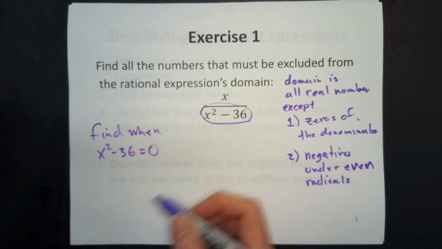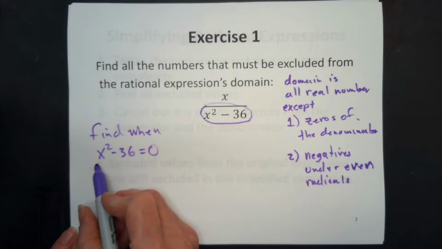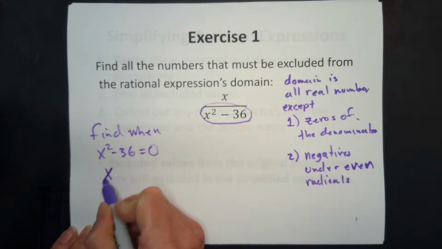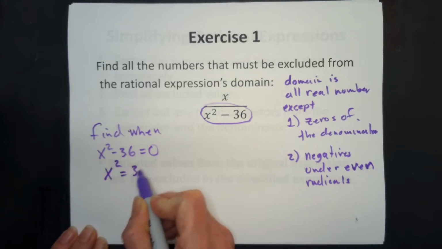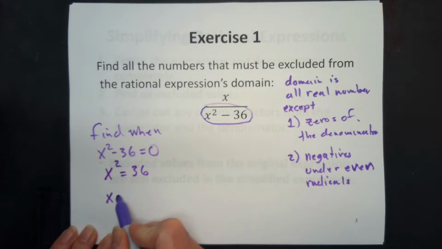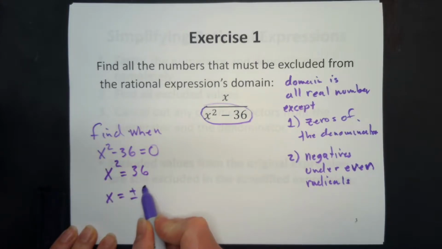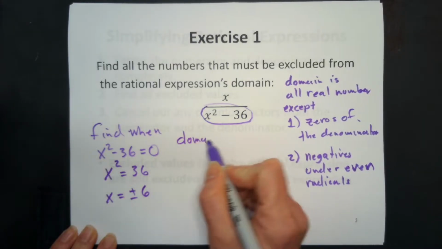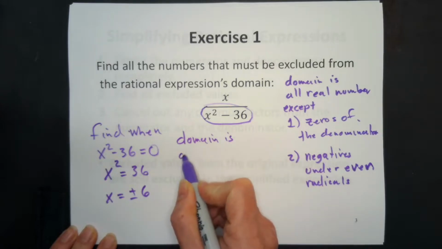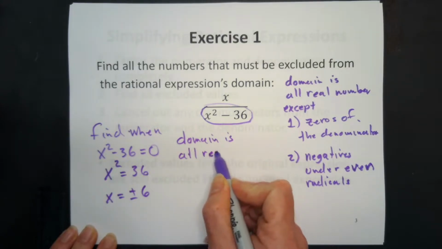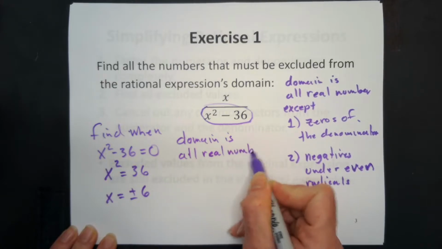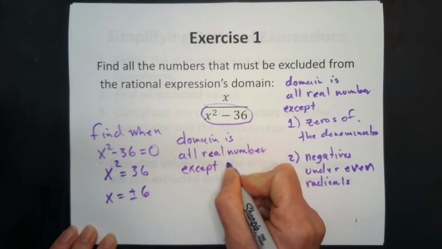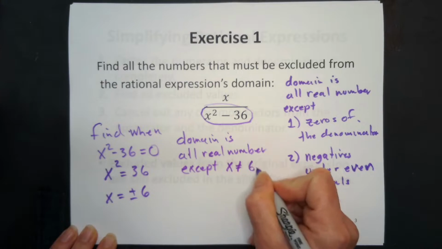Two ways we can solve this. We can solve this either by factoring the difference of two perfect squares, or by the square root method. Either way is fine. And here we're going to have x equals plus or minus the square root of 36, which is 6. So that means the domain is all real numbers except x cannot be equal to 6 or negative 6.